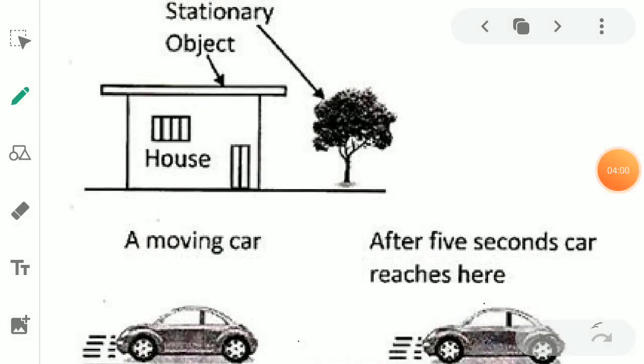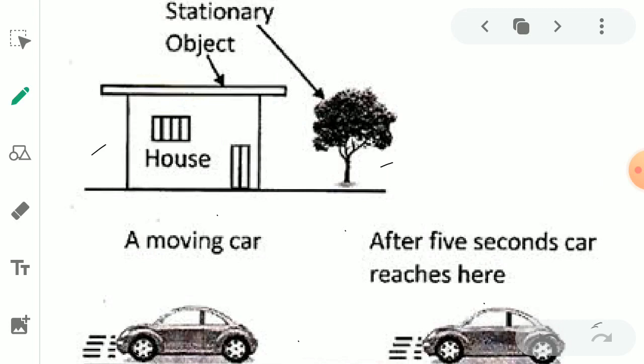Now see here, with the help of this diagram you are able to understand what a reference point is, or how we can say, with the help of a reference point, that an object is at rest or in motion. Now see here, these two are stationary objects. This is a house and a tree. They remain fixed at their position. They do not move with respect to time, so they are stationary objects.